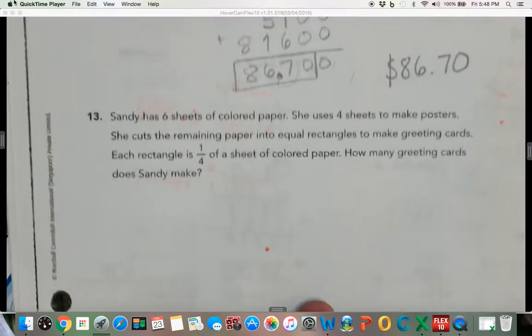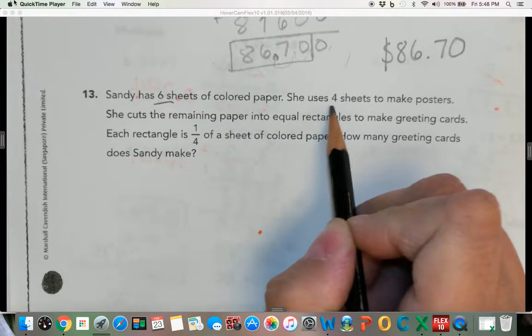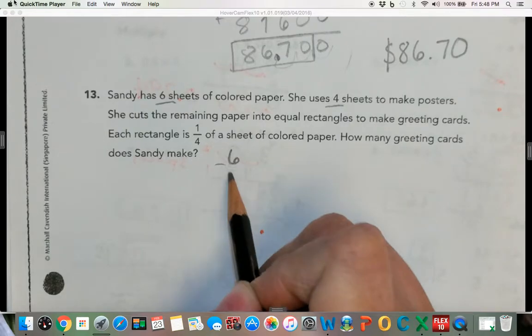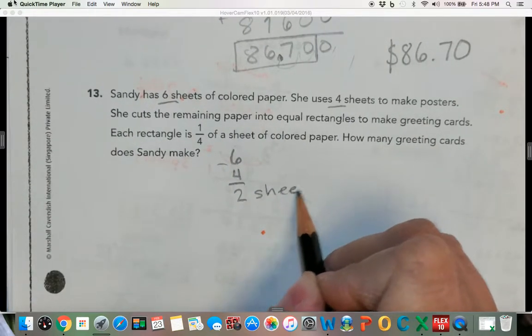All right, finally, our last one. Number 13. This one is tricky because there are a couple different steps. Sandy has 6 sheets of colored paper. She uses 4 sheets to make posters. So Sandy has 6, she uses 4. How many does she have left? Sandy now has 2 sheets left.